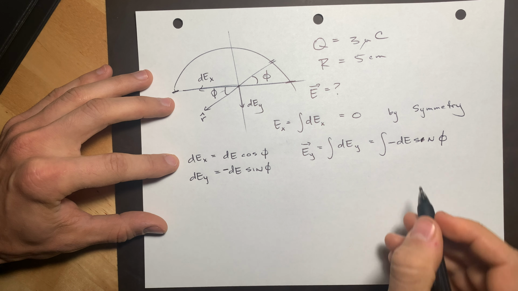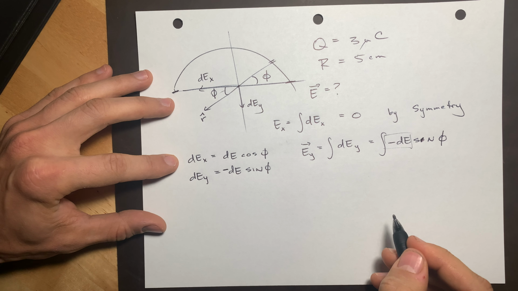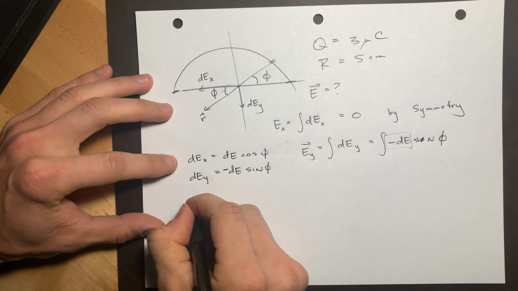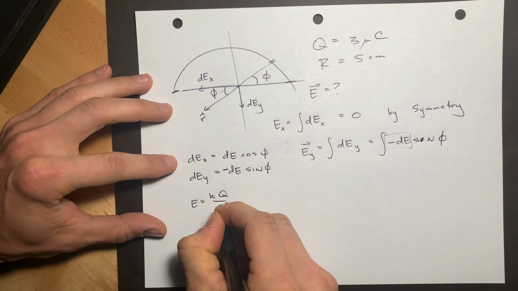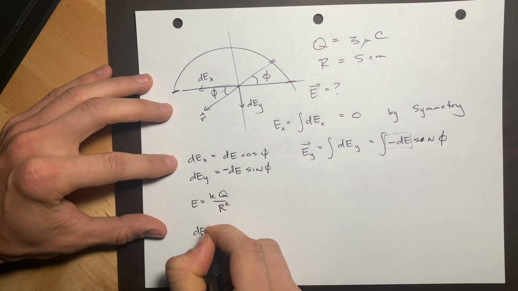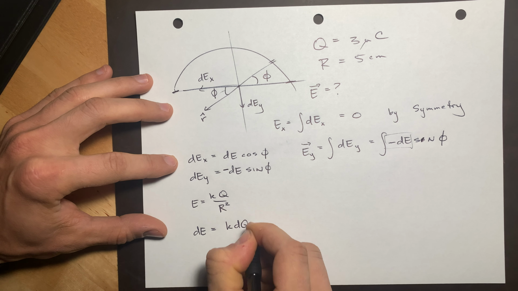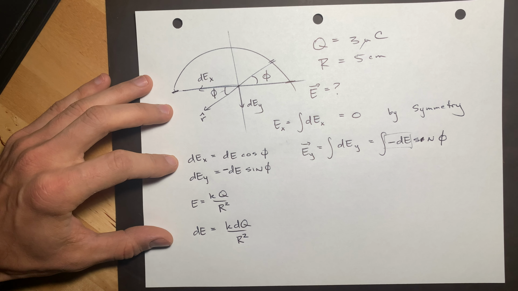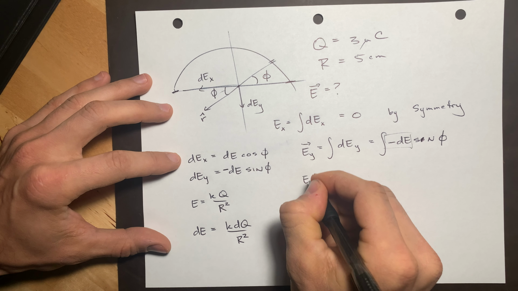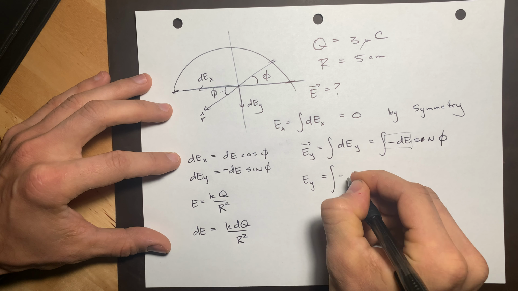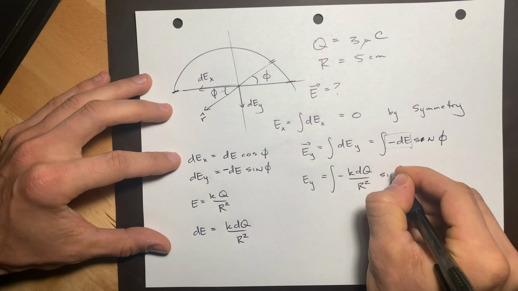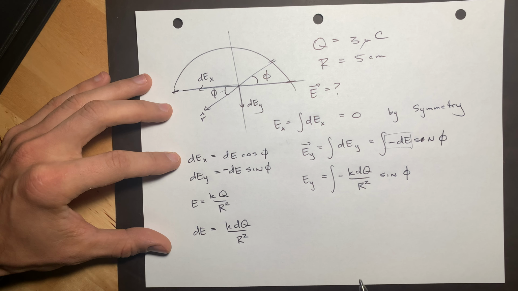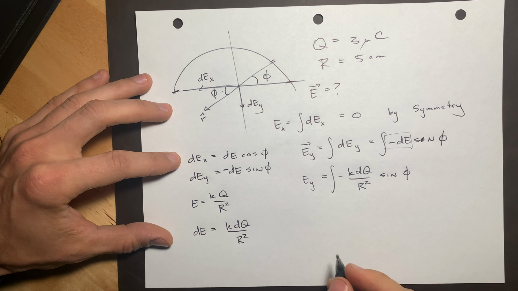So our next task is this guy. What is dE? Well, E is kq over r squared. So dE is k dq over r squared. Okay, we're making some progress. This is the integral of negative k dq over r squared times sine of phi. Now we have to go over dq. We have to try to figure out what dq is.